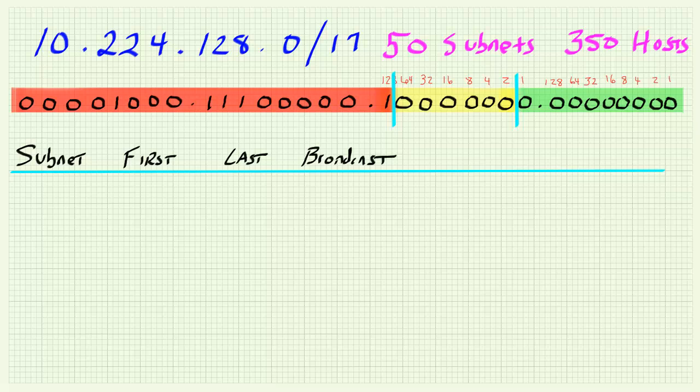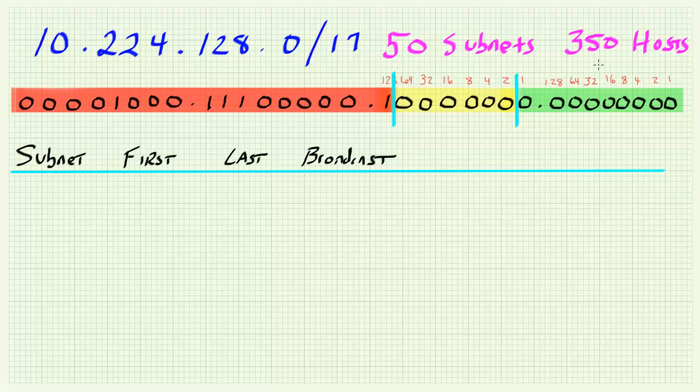So with 9 host bits, we could accommodate up to 512 addresses, but we have to take out the 2 special cases. We have to take out the all zeros, which is the subnet ID. We have to take out all the ones, which is the broadcast. So with 9 host bits, we could accommodate 512 minus 2, or 510 addressable host IPs. So in this case, that will accommodate what we need.